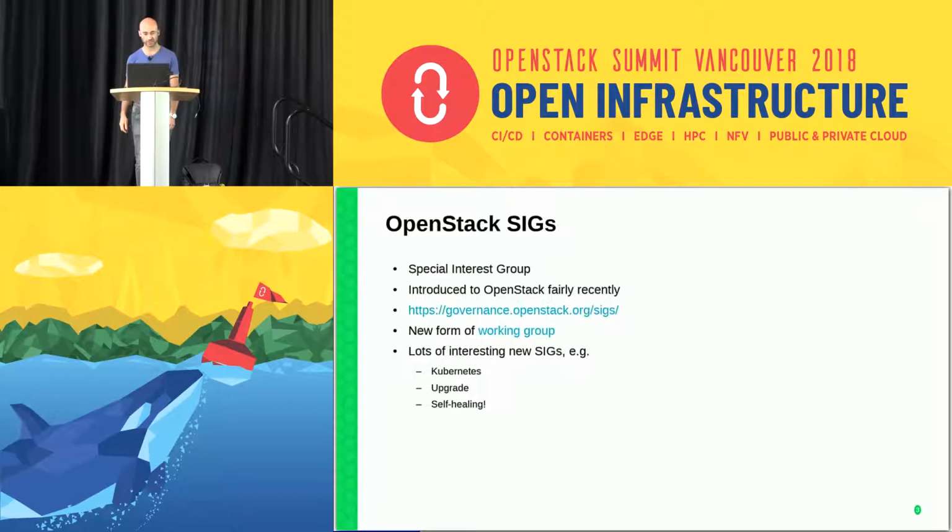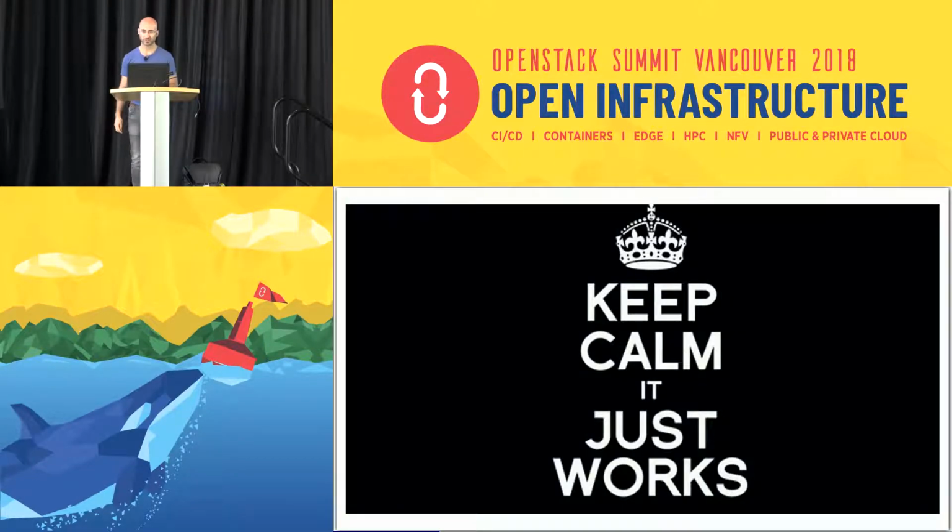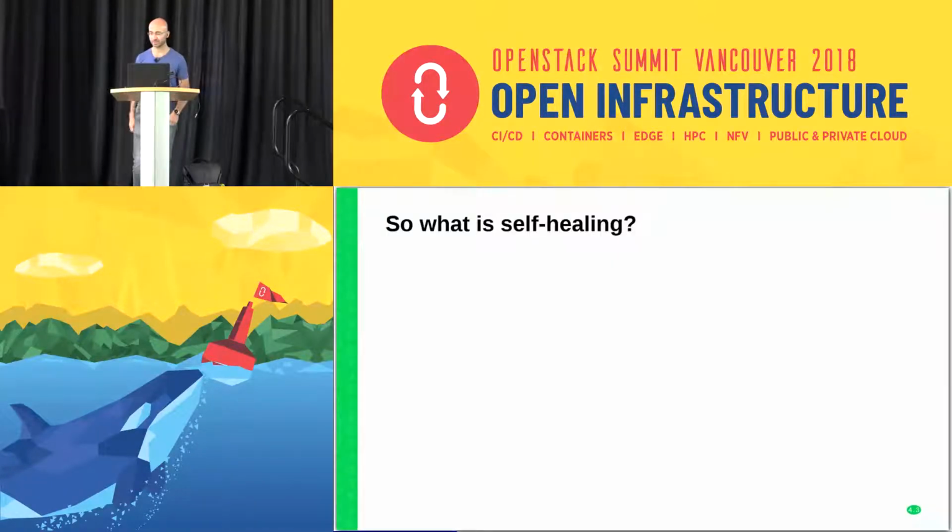So there's a lot of interesting SIGs appearing at the moment. For example, the Kubernetes one, the upgrade one is I think the most recent, and of course the self-healing one, which I'm going to talk about right now. So what is self-healing and what's it trying to solve? Well, who has ever said this or thought this about OpenStack? No one, right? OpenStack's awesome, it's great, but it's super complicated and things go wrong, hardware problems, software problems, and so on. But this SIG is really trying to address this and get to a point where this utopian dream is achieved. So what is self-healing and how does it help us get there?